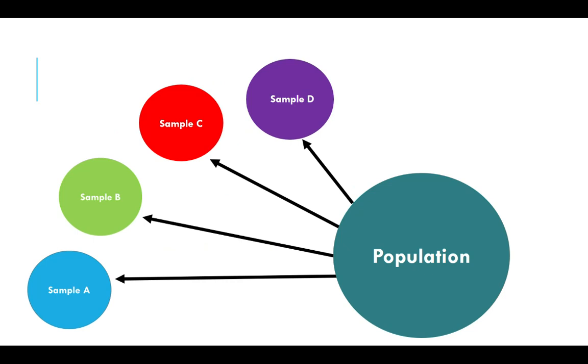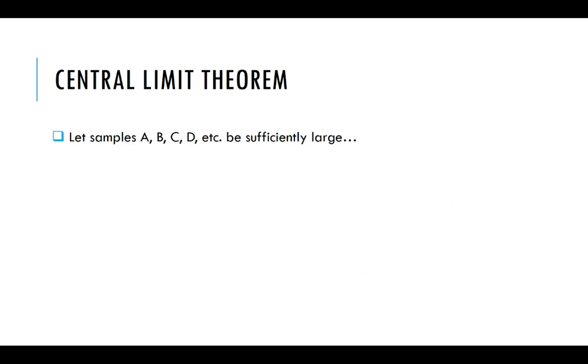So let's start with our population there on the bottom right. And we take a bunch of samples. So I've got sample A, sample B, sample C, sample D. We're pulling samples from our population. You understand what that means, of course. Now let's let these samples, A, B, C, D, and I'm going to have more, so A, B, C, D, E, whatever, be sufficiently large. We'll talk about sufficiently large, but they have to be sufficiently large. In other words, they need to be big enough, whatever that means, but we're going to talk about it.